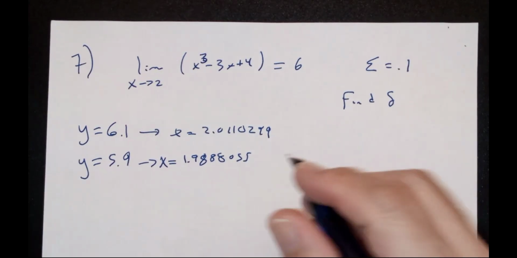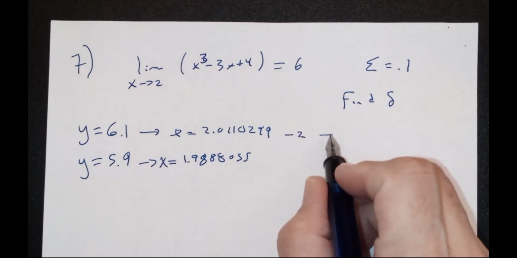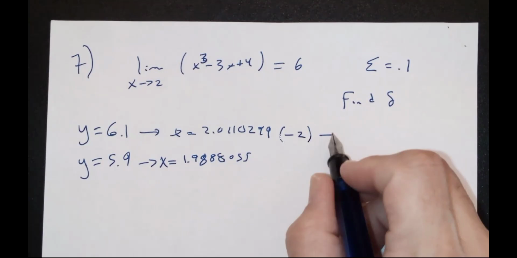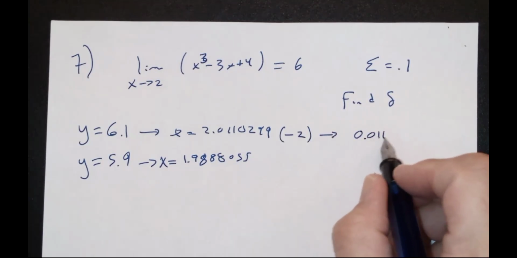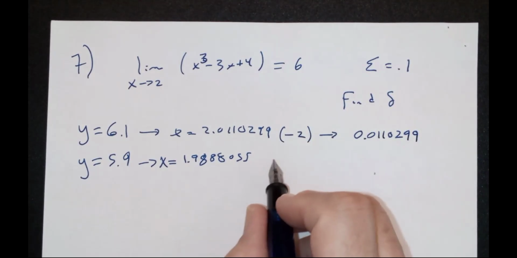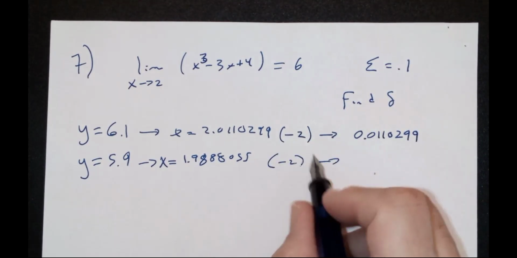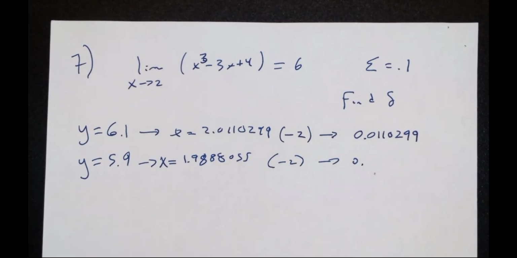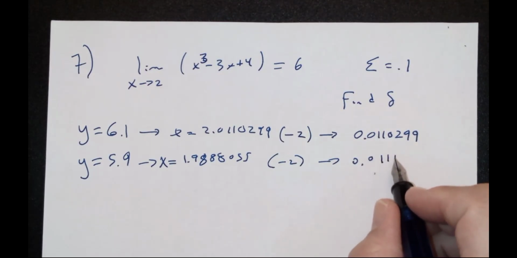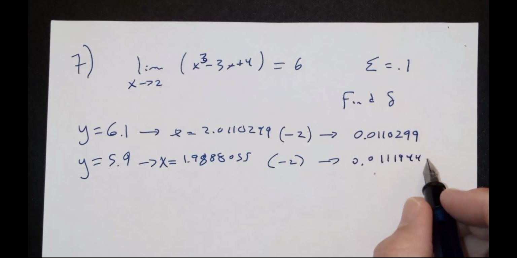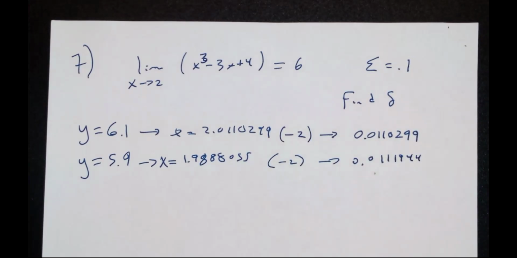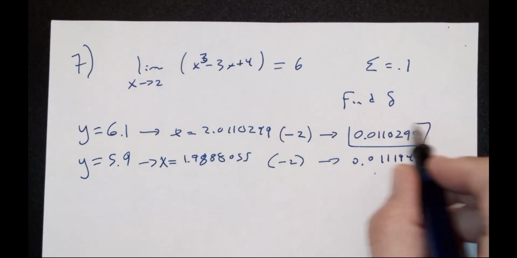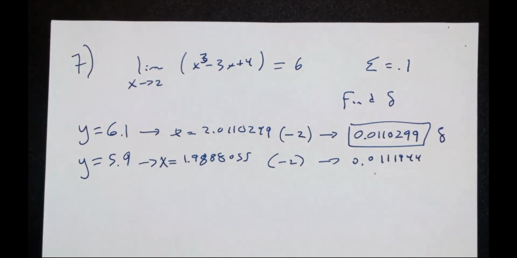But now, in this case, if I subtract 2, I get 0.0110299. Here, if I subtract 2, in absolute value, I get 0.111944. I can never do this one in my head. All right, which of those is smaller? There you go. The smaller one is delta. Ta-da!